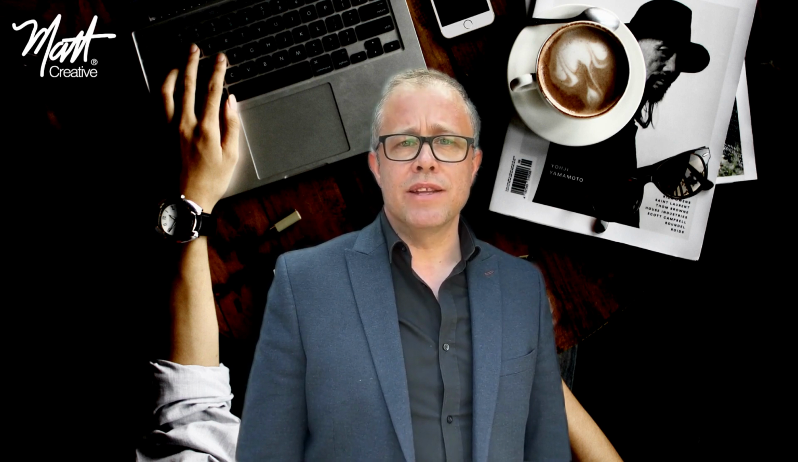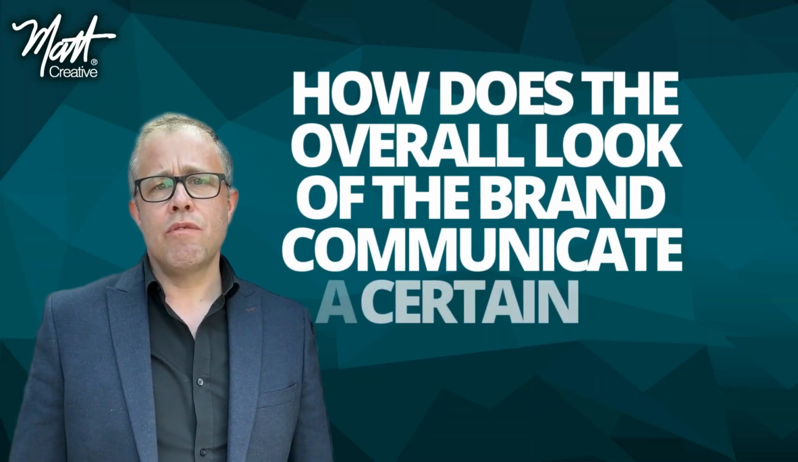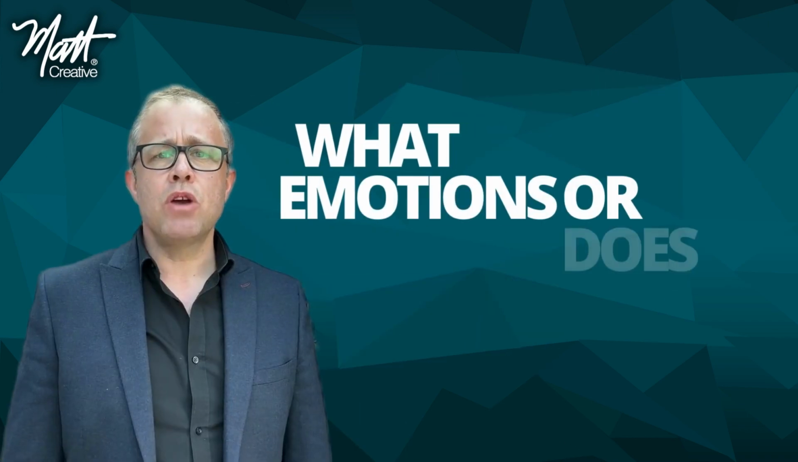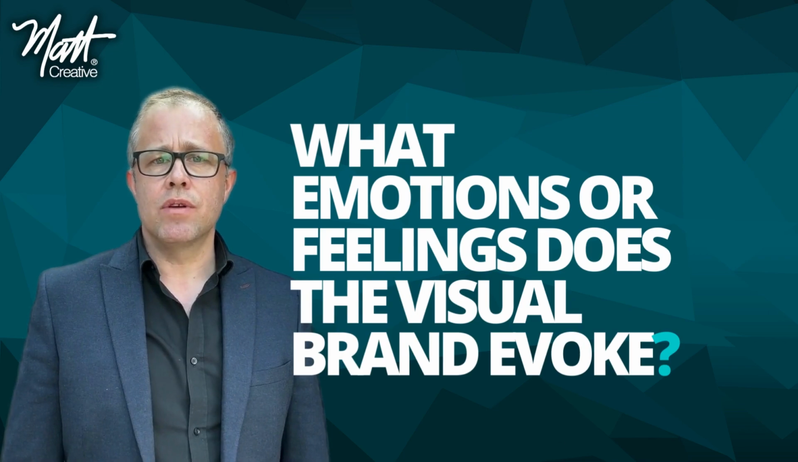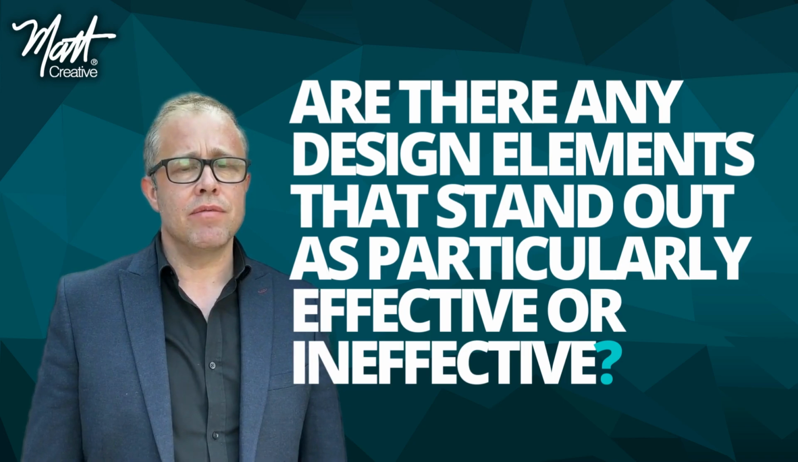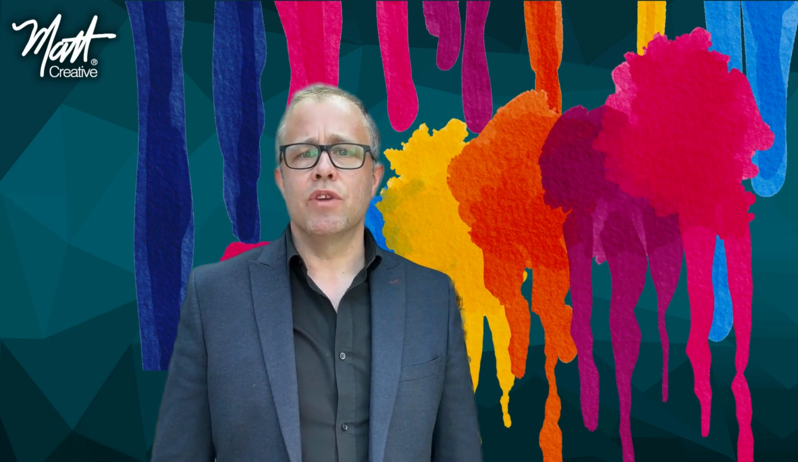In addition to digital, try to get your hands on any physically branded material, such as brochures or flyers. If your competitors have physical locations, this should be relatively easy. Ask yourself questions like, how does the overall look of the brand communicate a certain message? What is that message? What emotions or feelings does the visual brand evoke? Are there any design elements that stand out as particularly effective or ineffective? By analysing the visual brand of your competitors in detail, you can gain valuable insights into how they position themselves in the market and how you can differentiate yourself from them.